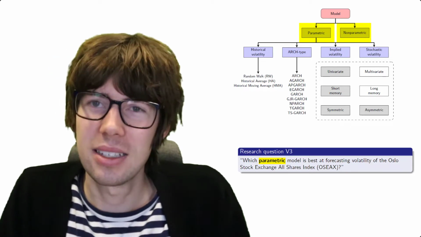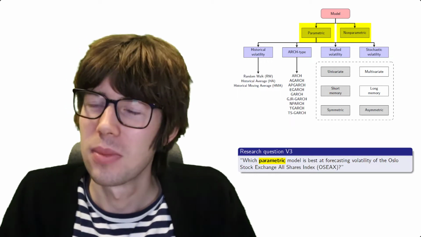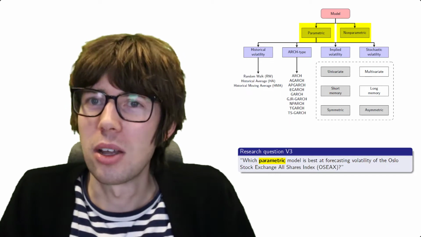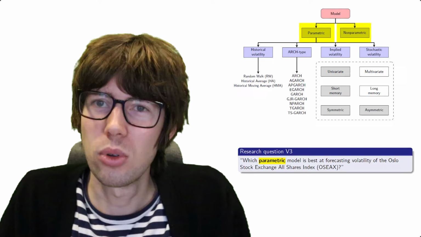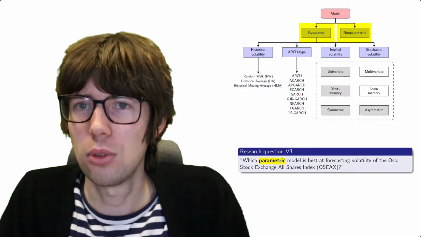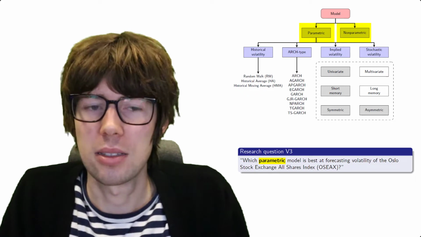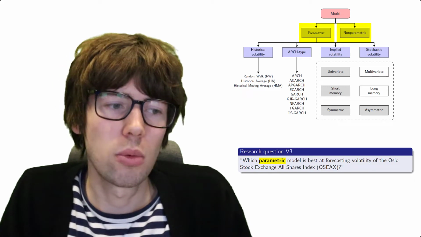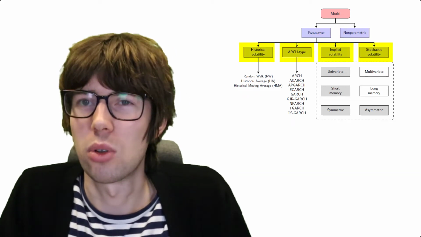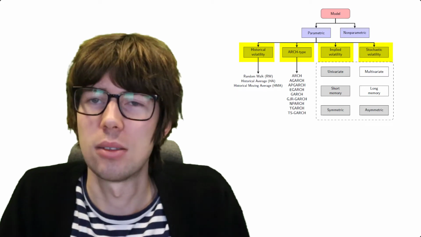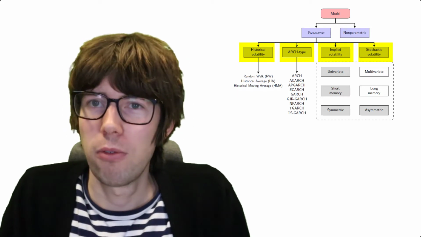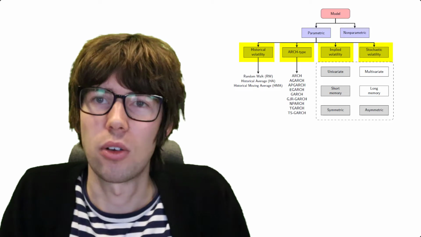But again, this is not specific enough because there is an infinite number of potential parametric models, and you cannot possibly test all of them, so it's not achievable. So we need to be more specific than that. When it comes to volatility models for forecasting volatility, there are four main categories of models.